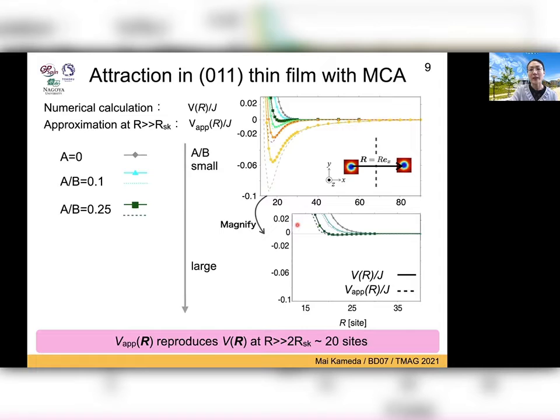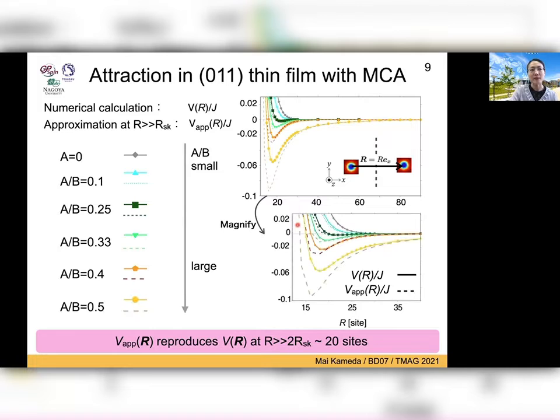By increasing A over B, we find attractive interaction in this way. Dotted lines shown in a similar color are the approximate expression we have derived in the previous pages for each parameter. We confirmed that V up of R reproduces V of R when R is sufficiently large.